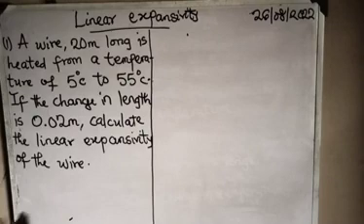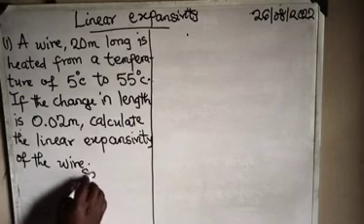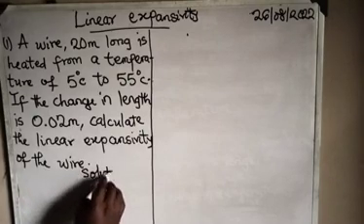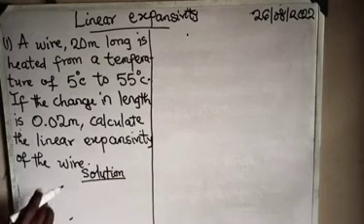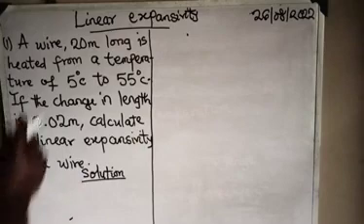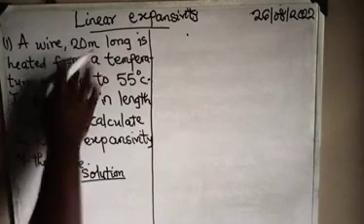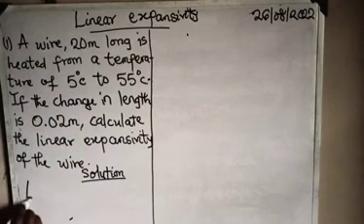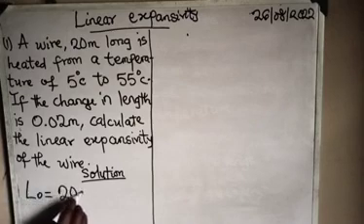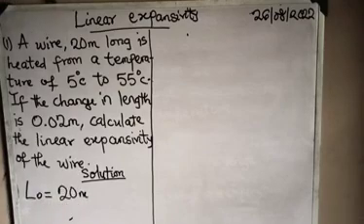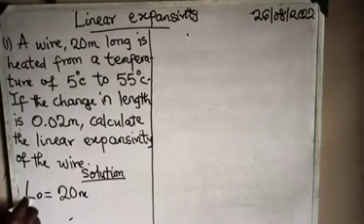Okay, now let's have this. First of all, let's write out the data that was given to us. The first one is what? A wire 20 meters long. That is the original length of the wire. That's L0 is what? 20 meters. That's the original length of the wire is 20 meters, and that's our L0.